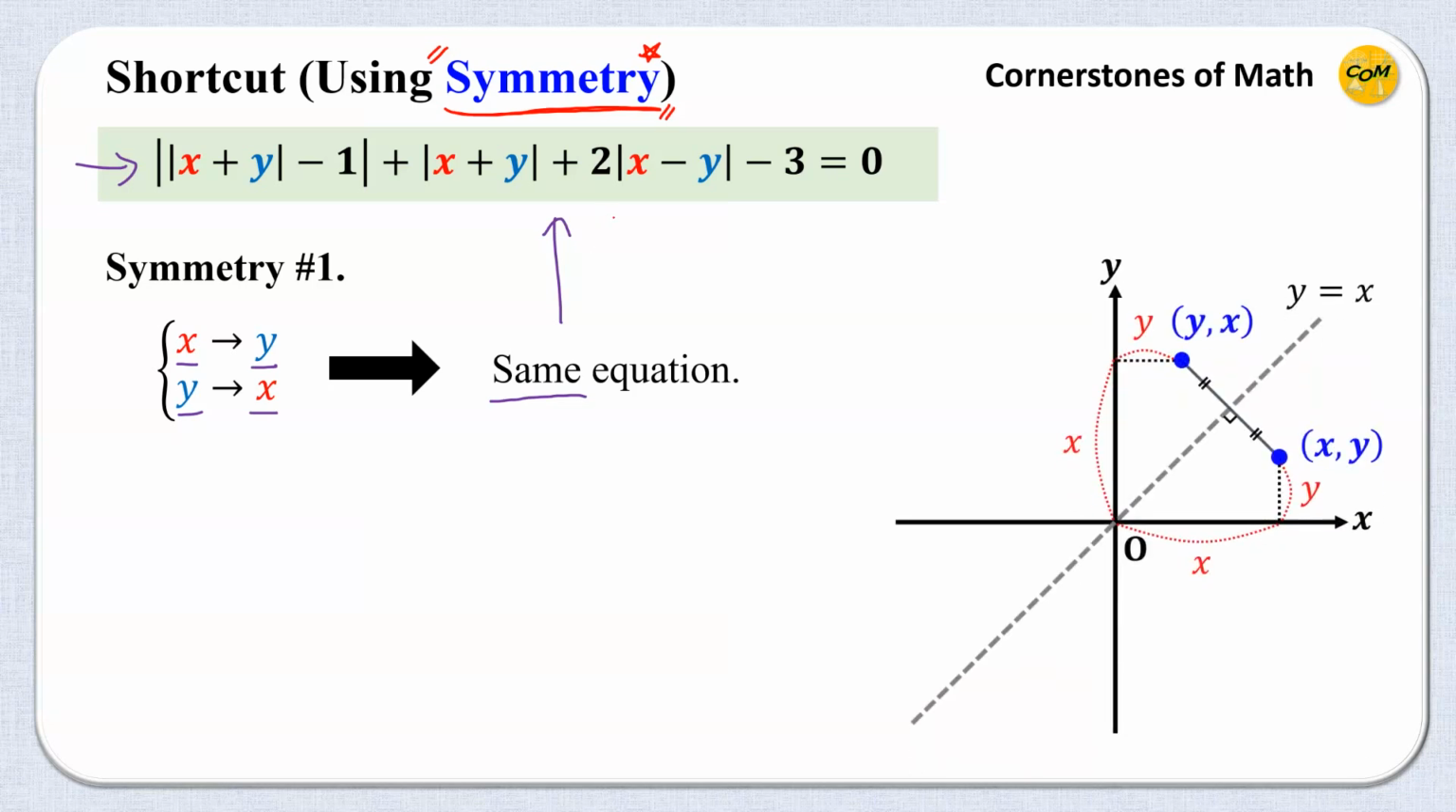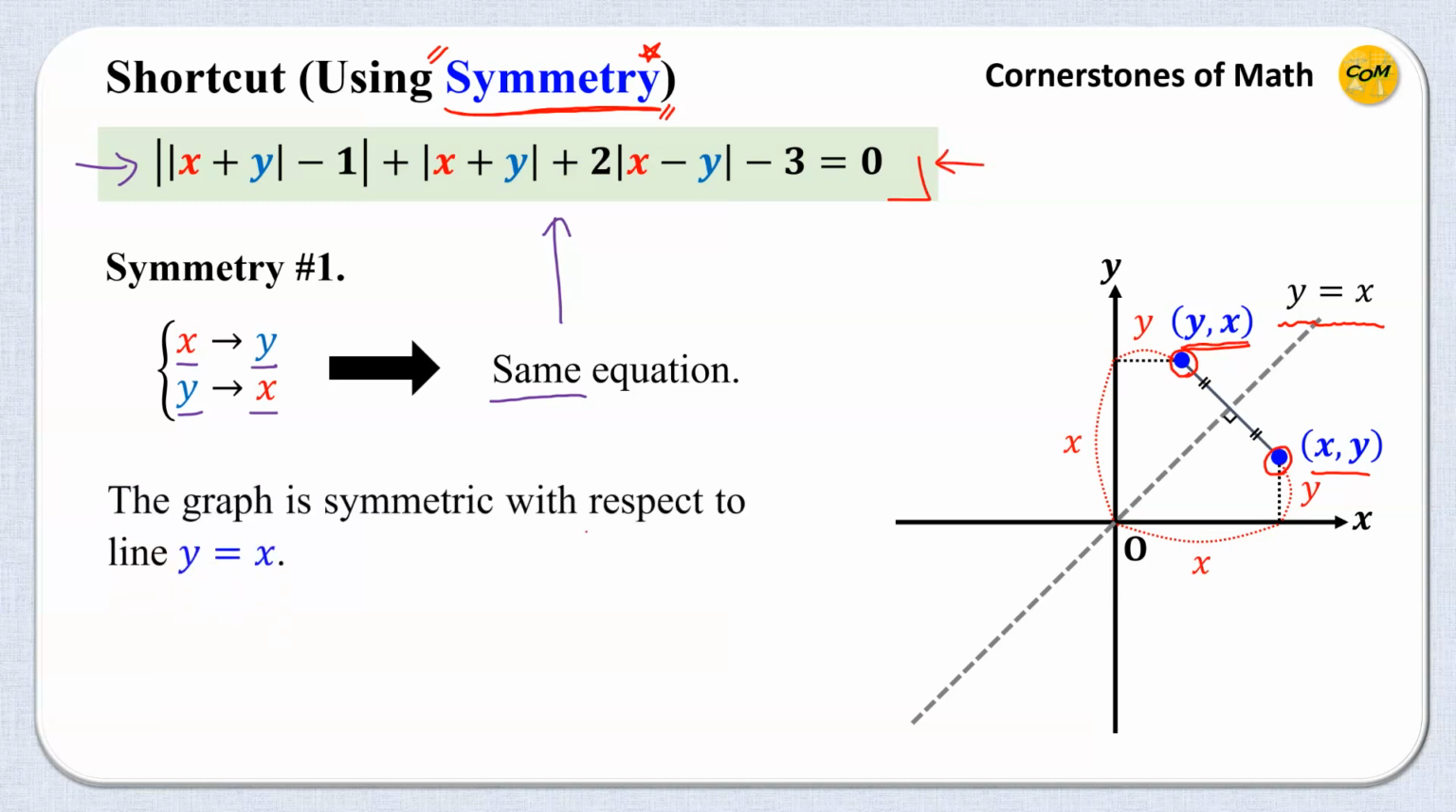Well, we can find the meaning if we think about the relation between these 2 points x, y and y, x. As you can see, x, y and y, x are symmetric with respect to y equals x. This means that for every point x, y that is on the graph of this equation, the corresponding symmetric point y, x is also on the graph, since y, x also satisfies this equation. Therefore, we know that the graph is symmetric with respect to line y equals x.